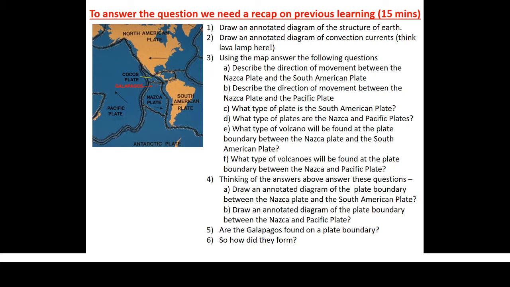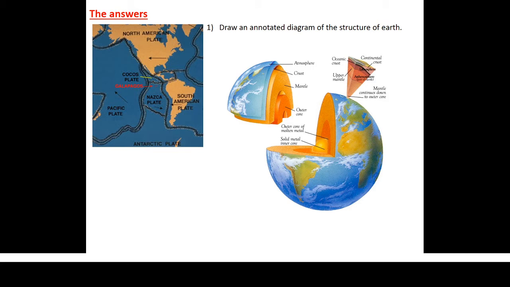Okay, welcome back. Let's see how we got on. The answers. Firstly, your structure of the Earth. You should have had your core, your outer core, your mantle, your crust. You should have separated that into the oceanic and the continental crust, which is some of the answers later on. Maybe you've got the lithosphere rather than crust, which would be really clever geography. And that's what you should have got.